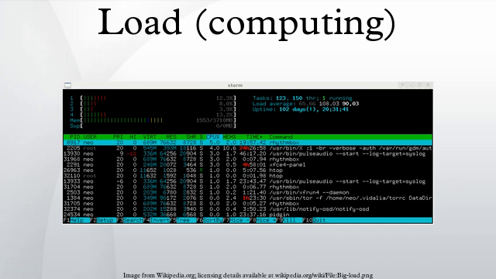In Unix computing, the system load is a measure of the amount of computational work that a computer system performs. The load average represents the average system load over a period of time. It conventionally appears in the form of three numbers which represent the system load during the last 1, 5, and 15-minute periods.